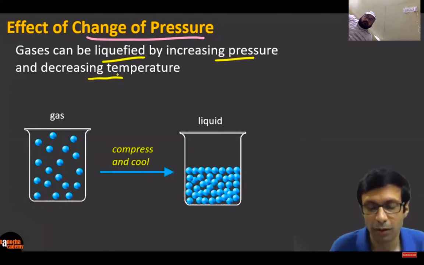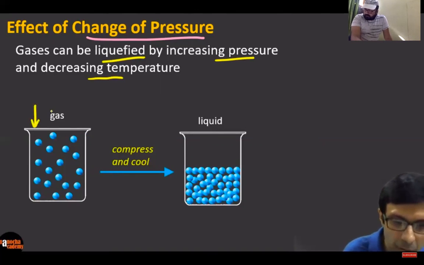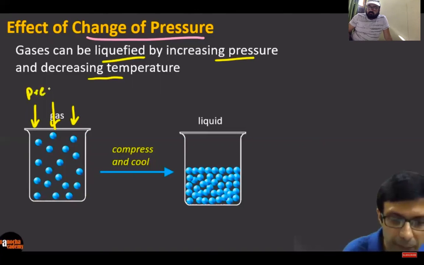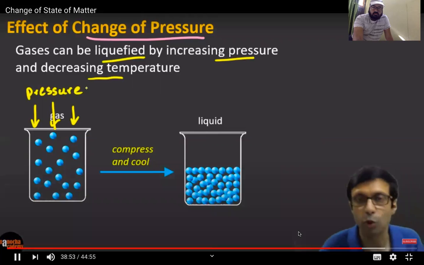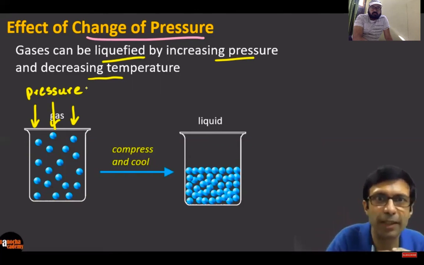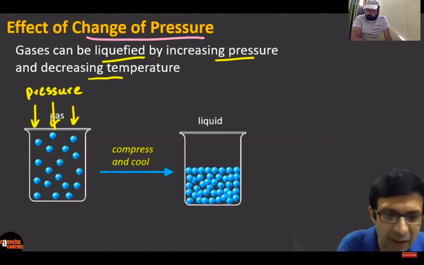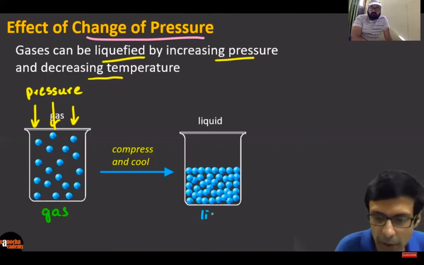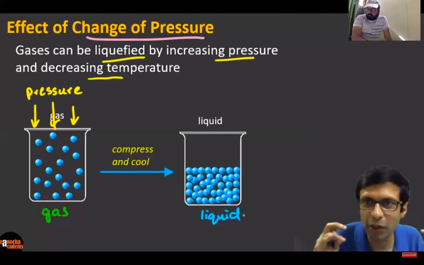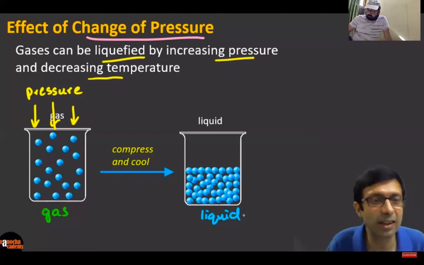Okay, so what we do here is that if you compress a gas, let's say a lot of pressure is applied here. When you're applying pressure, you're basically getting the molecules closer and closer to each other. Can you see in the gas here, the molecules are further away, but in the liquid here, you can see that the molecules are much closer to each other. So by applying pressure, we are getting the molecules closer to each other, so we can cause a change of state.